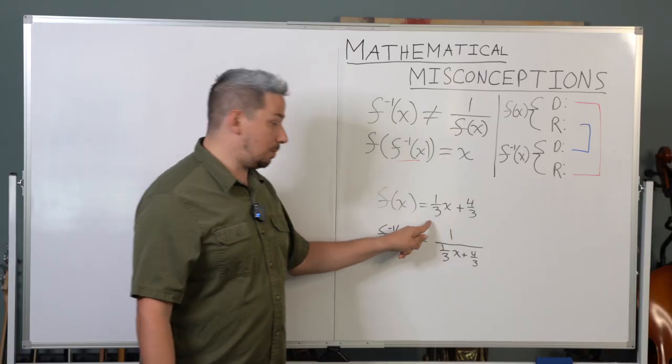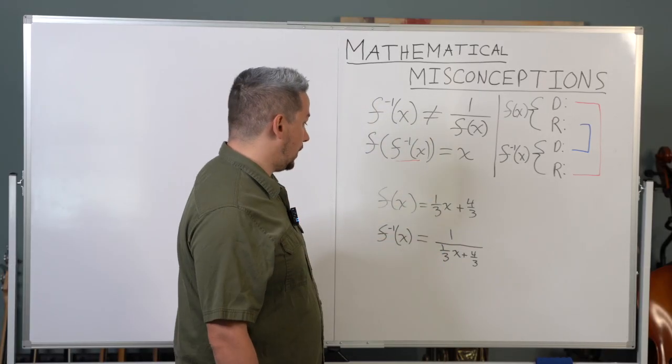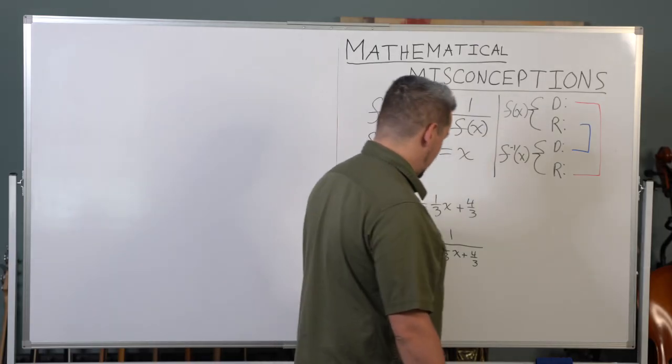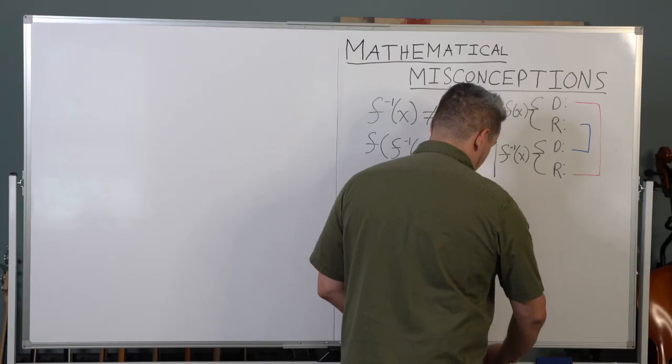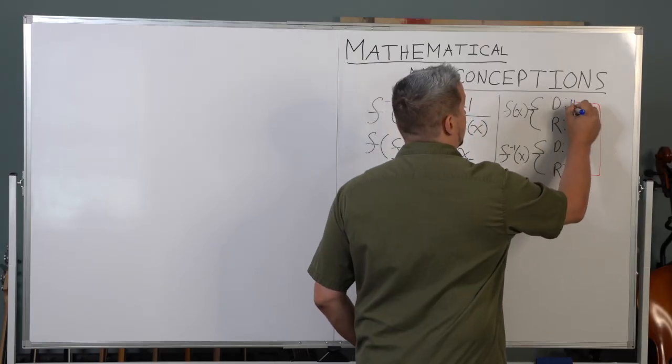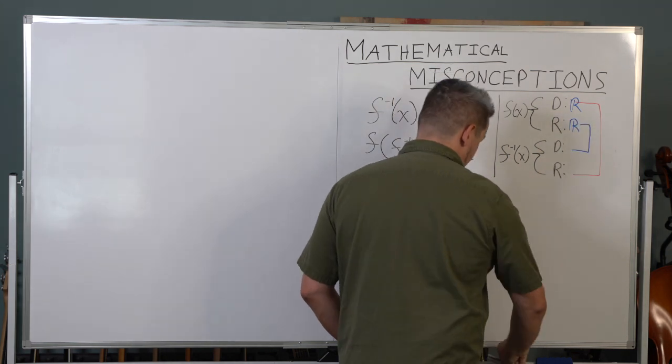Let's analyze the domain and range of the regular function first. So the domain and range of f of x is all real numbers. And this is true for all linear functions. So let's put real numbers right here and real numbers right here.